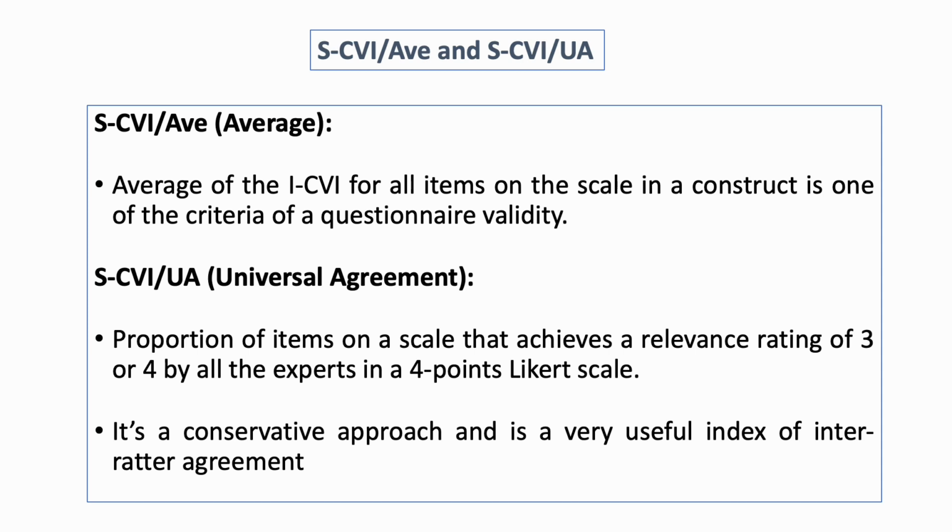The SCVI universal agreement is the proportion of items on a scale that achieve a relevance rating of 3 or 4 by all the experts on a 4-point Likert scale, which I'll explain later with an example. So it is a conservative approach, and it's a very useful index of inter-rater agreement, but often it is not achieved. And even if it is not achieved, it's okay as long as the SCVI average, the recommended coefficient, is met.